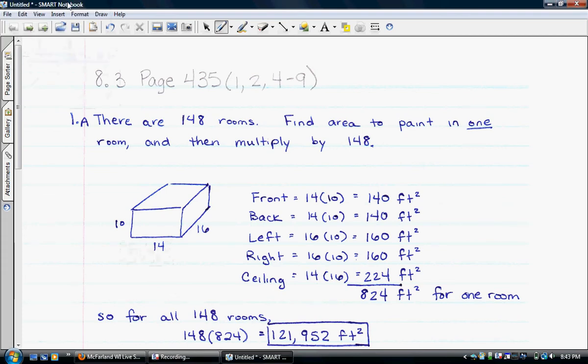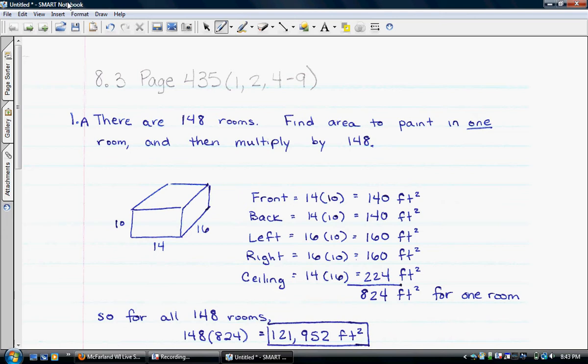For problem 1, she's painting 148 rooms in the hotel. So we're going to figure out the area that we need to paint in one room and multiply it by 148 to figure out the total area of all of the surfaces that need to be painted. She's painting all 4 walls and the ceiling, so we need to figure out the area of the front, the back, the left, the right, and the ceiling in each room.